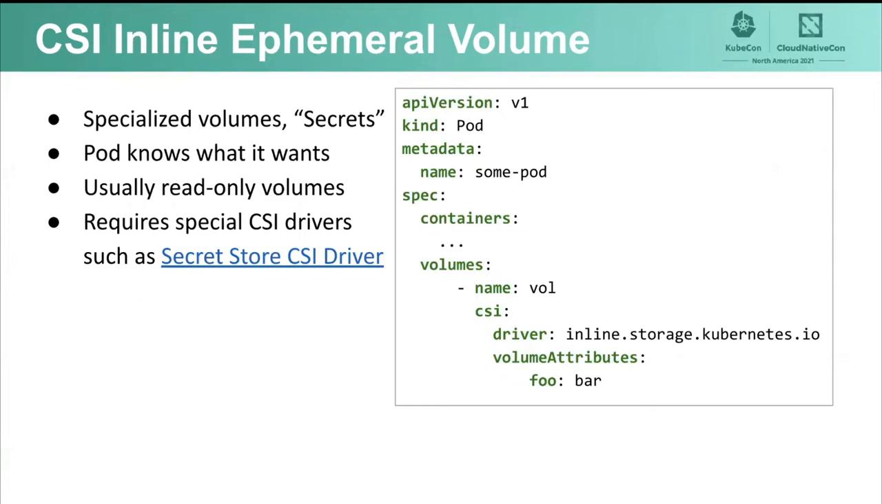purpose. A CSI driver is suitable for CSI ephemeral inline volume if it serves a special purpose and needs custom per volume parameters, like drivers that provide secrets to your pod. The secret store CSI driver is a good example. A CSI driver is not suitable for CSI ephemeral inline volumes when provisioning is not local to the node, or when ephemeral volume creation requires volume attributes that should be restricted to an admin, for example, parameters in a storage class.